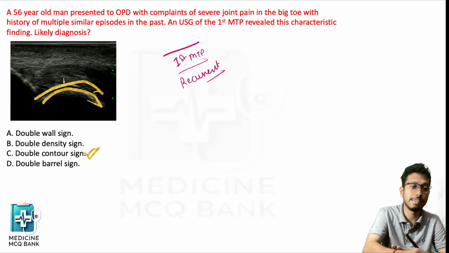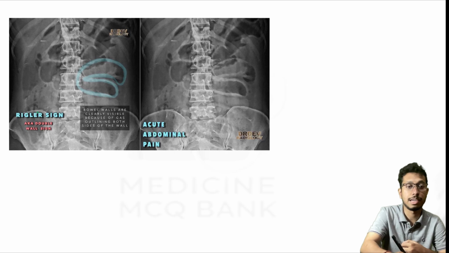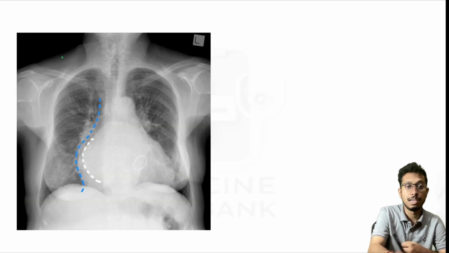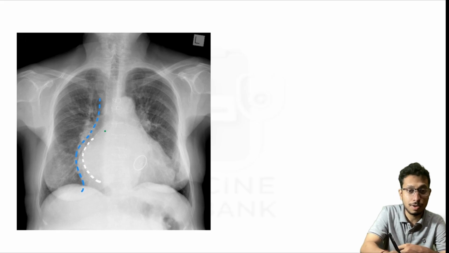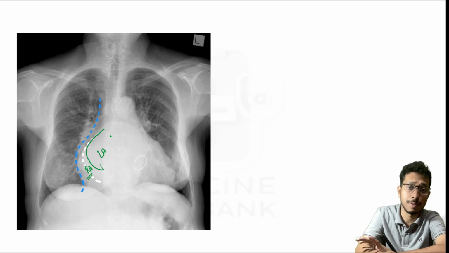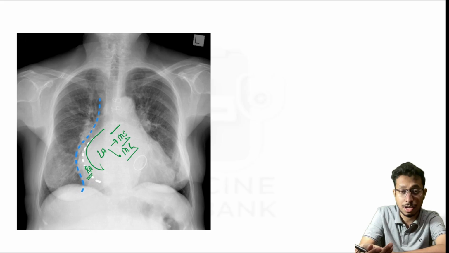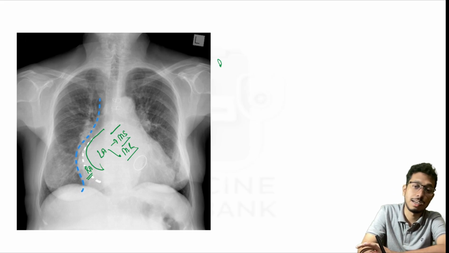So where is double wall sign seen? Double wall sign is also known as Rigler sign, seen in cases of pneumoperitoneum or acute abdominal pain. Okay, so where is double density sign seen? Double density sign is due to enlargement of left atrium over right atrium, and any case associated with left atrium enlargement like mitral stenosis or late stage of mitral regurgitation or left atrial myxoma or congenital conditions like VSD or PDA, there can be double density sign.